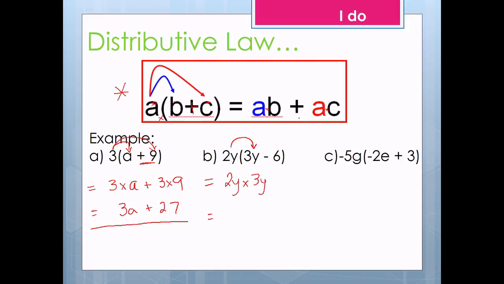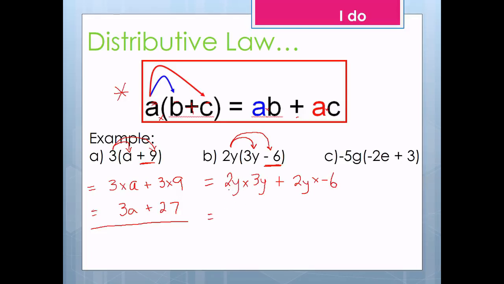Now you see the rule up here says plus, so I'm actually going to put a plus in there. And where does that takeaway, or where does that negative go? It sticks to that number. Because now I'm actually going to write down 2y multiplied by negative 6. And I think you should be able to multiply a positive by a negative.